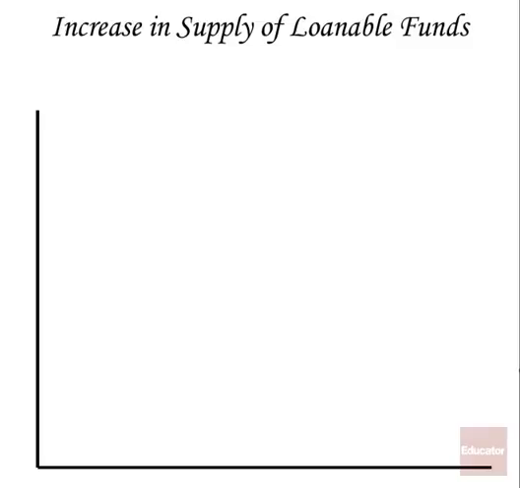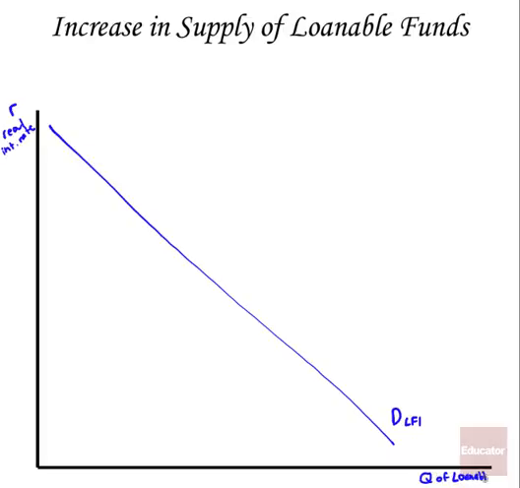All right, so how would an increase in supply of loanable funds look on a graph here? So again, you have R here. This is the real interest rate. And you have the demand for loanable funds here, and here's the quantity of loanable funds. And then you have the supply of loanable funds. Okay. And you have the equilibrium interest rate.